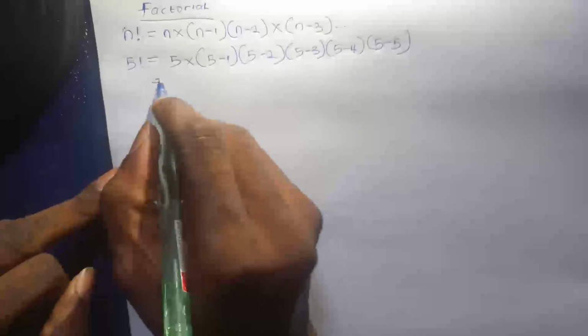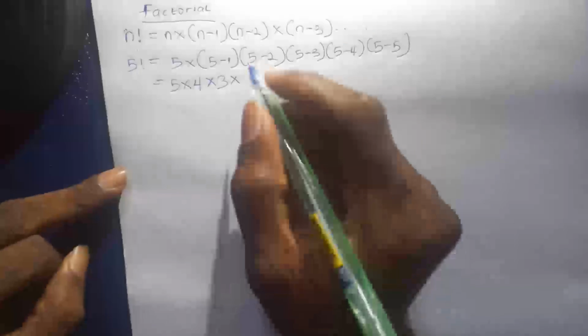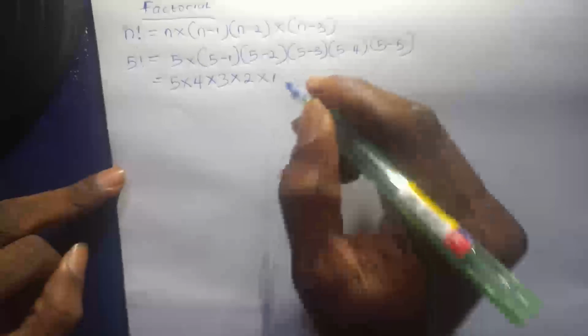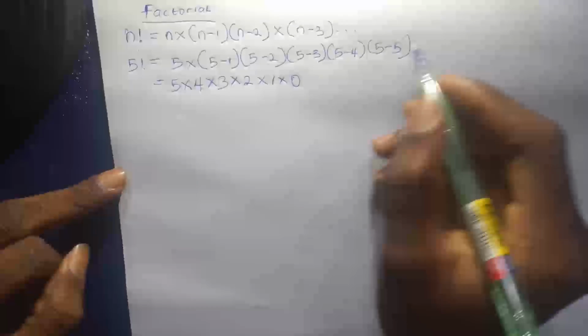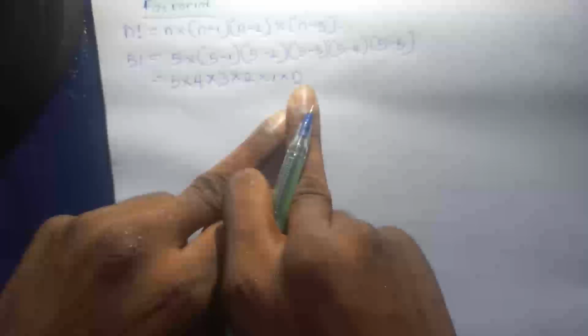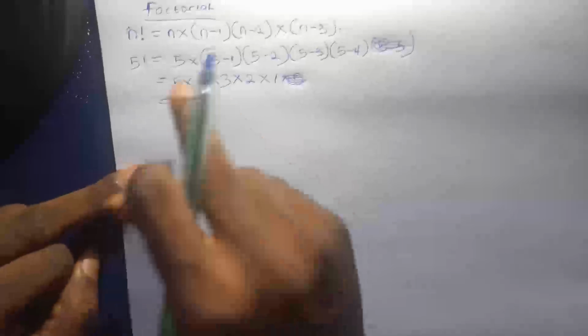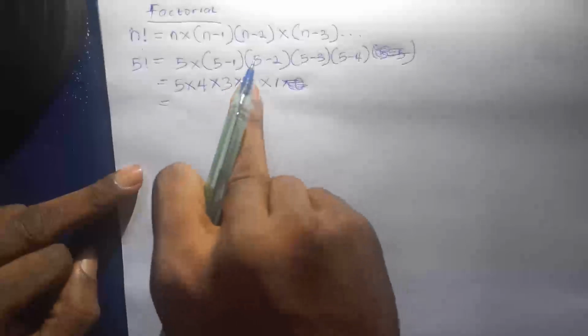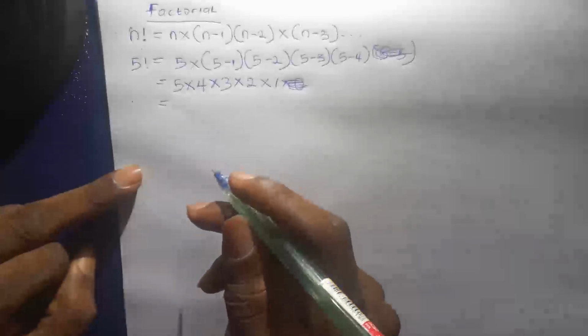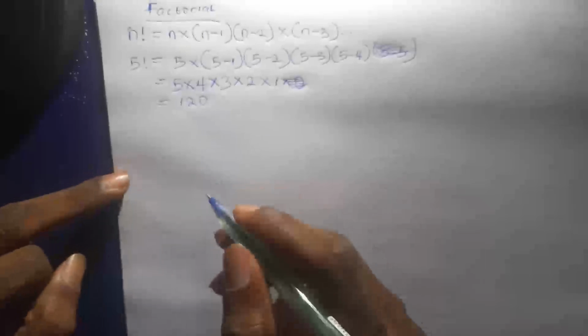Then let's start from here again. 5 multiplied by 5 minus 1, which is 4, multiplied by 5 minus 2, which is 3, multiplied by 5 minus 3, which is 2, multiplied by 5 minus 4, which is 1, multiplied by 5 minus 5, which gives us 0. But since it's 0, we are not going to add it. So this will be out. So it should just give us 5 times 4 times 3 times 2 times 1. That is 120.